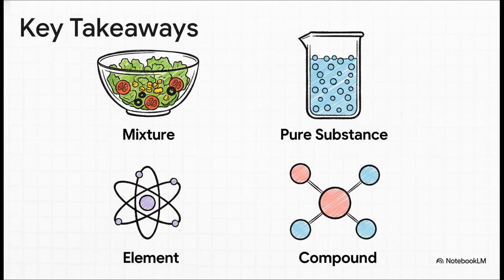So let's do a super quick recap of the big four ideas. A mixture is just a physical jumble of stuff, no chemical bonds. A pure substance is made of only one type of particle. An element is the simplest pure substance. You can't break it down. And a compound is a pure substance made from elements that are chemically locked together.